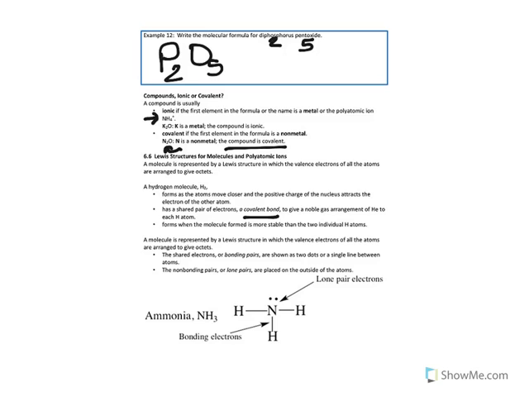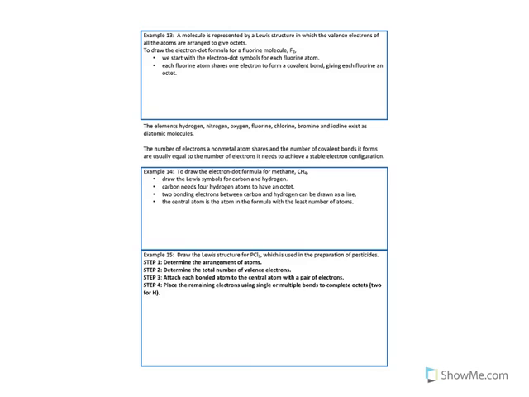So in this drawing here, each one of these bonds represents 2 shared electrons between a hydrogen and the central nitrogen. These 2 dots on top of the nitrogen represent 2 electrons which are not participating in bonding. They belong solely to the nitrogen. They are not being shared.